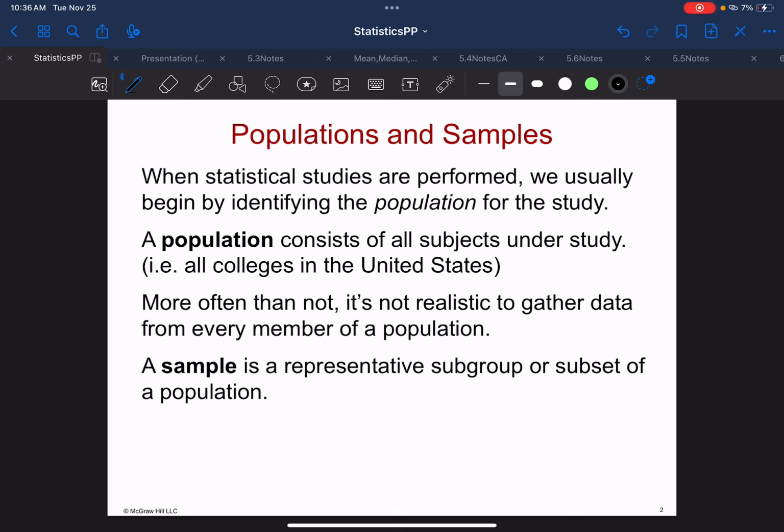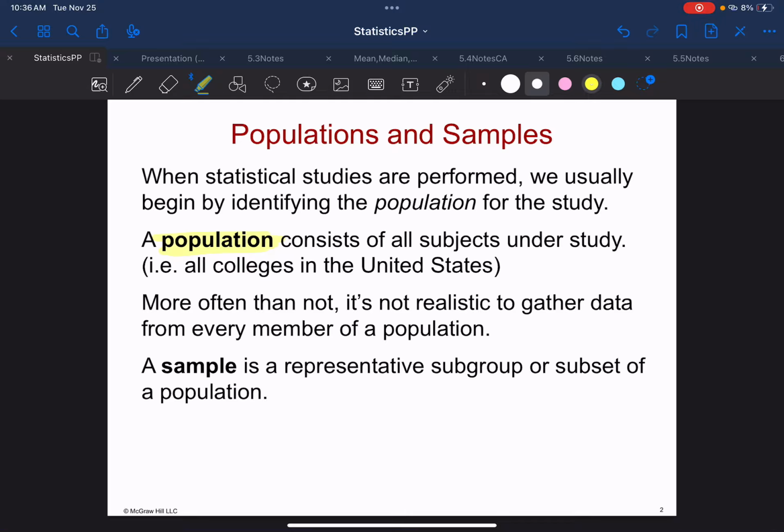Okay, so when statistical studies are performed, we usually begin by identifying the population for the study, which is the collection of all the subjects under that study. For example, if I wanted to collect data on how many students at a certain college campus own pets, then the entire population would consist of everyone that goes to that college, because that is the group I'm interested in studying. How many people at college have pets?